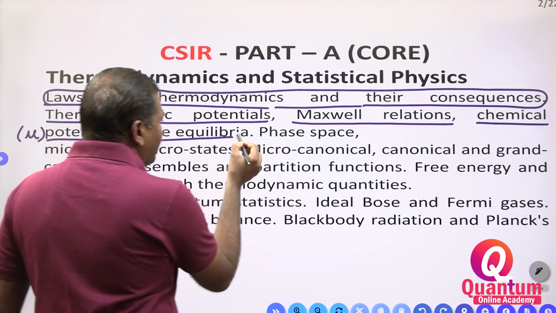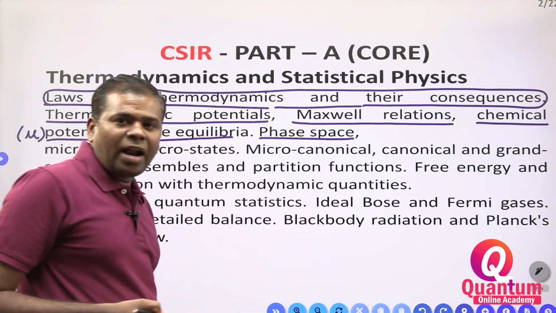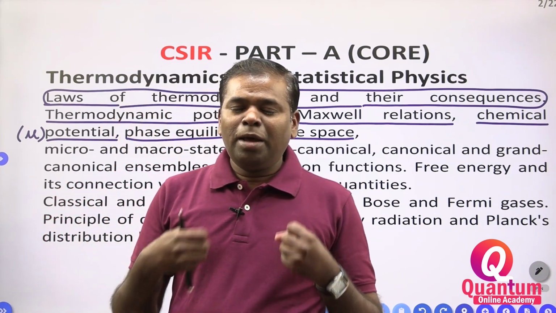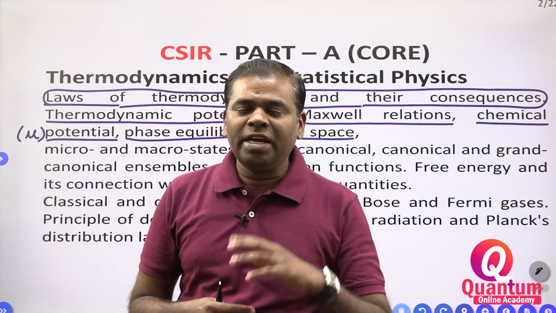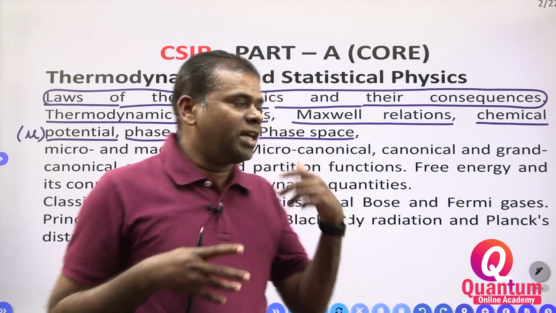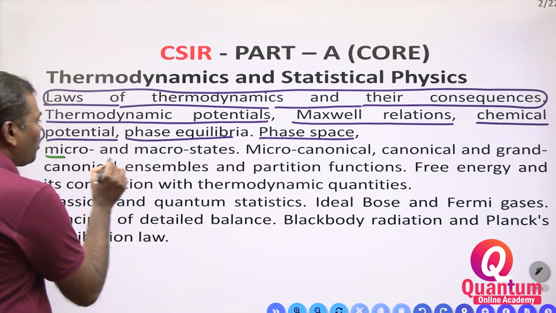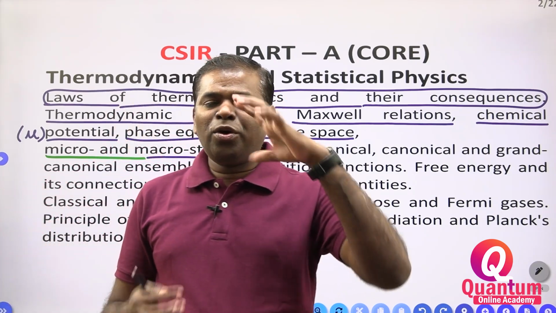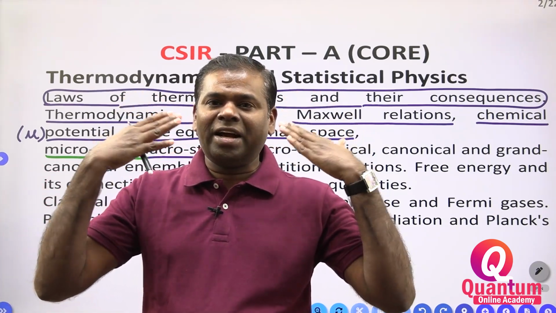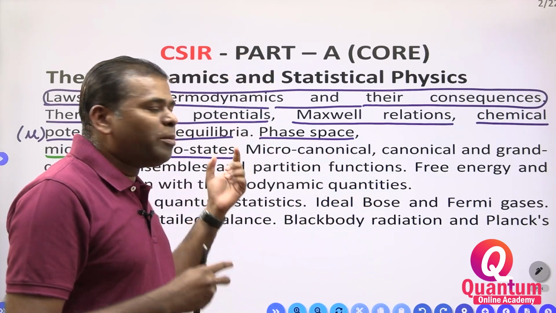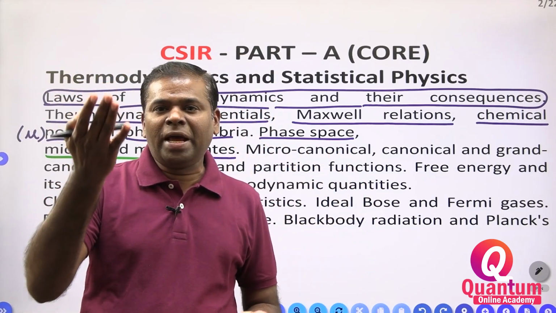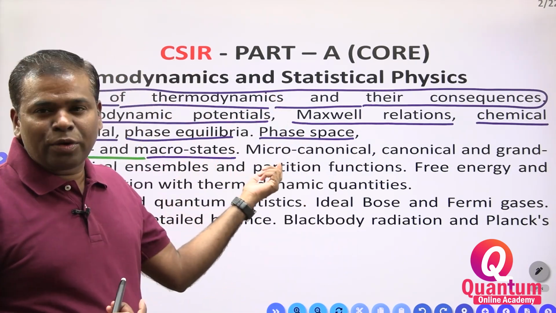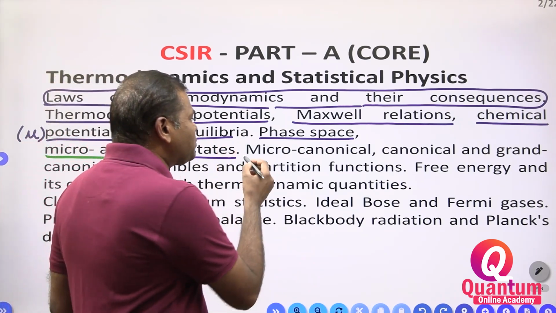Phase equilibrium. In phase equilibrium, phase space is there, right? First order phase transition, second order phase transition, how many constants are there, what is the degree of freedom, everything we have to discuss here. Next, micro and macro states. What is micro? Micro means we are unable to see with our naked eye. What is macro? Macro means that is a bigger one. Suppose we are able to see the pen, the finger, the hand, whatever it may be, those things are macro things. Both things we have to discuss here.